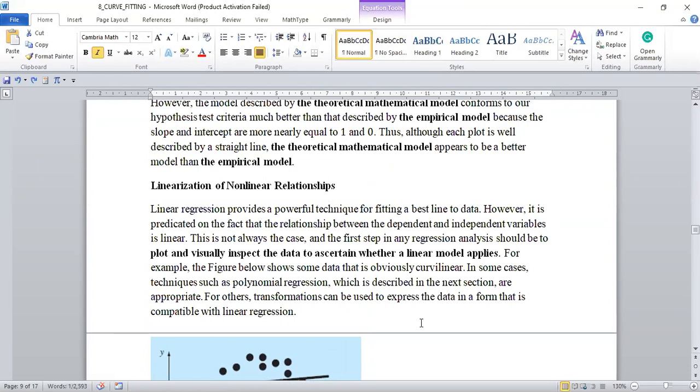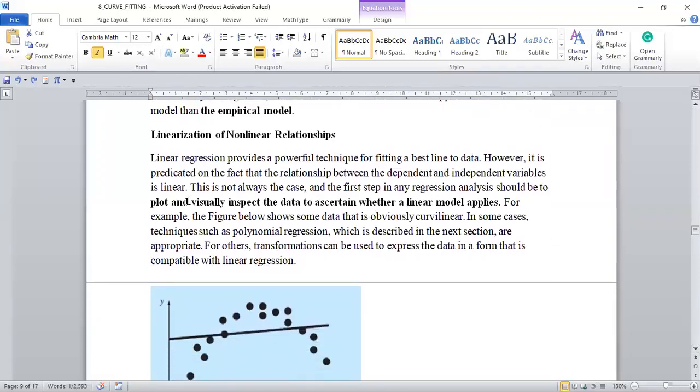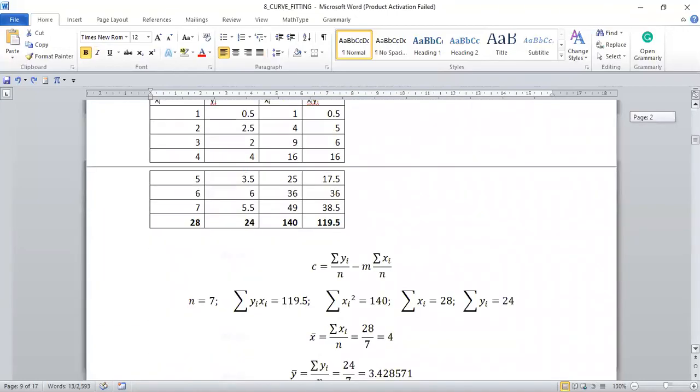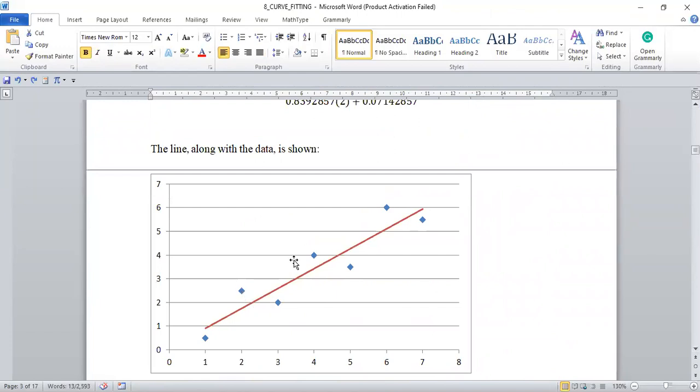So before you actually do curve fitting, one thing you have to do is plot and visually inspect the data to be sure if a linear model applies. Because for this particular question we're given, this blue line is the data points we were given. So the first step we should have done is to plot it to see if it's even reasonable to fit a straight line through the data. If we had done that at the first instance, we would have known that, okay, yes, you can fit a linear line or a straight line through the data.